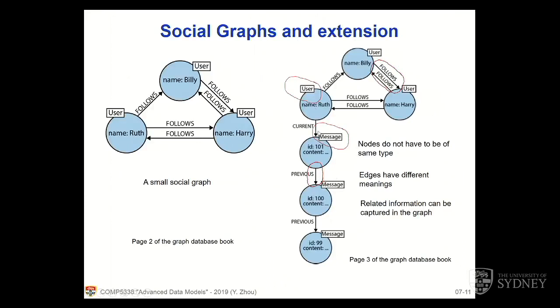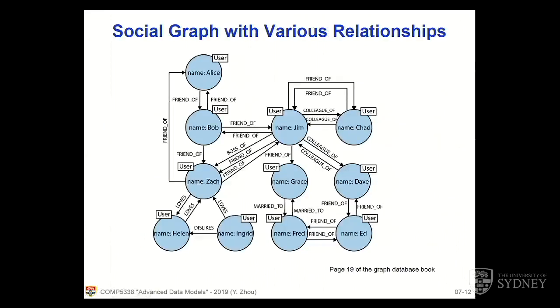So here between the user and the message, there's a current edge. And between messages, we might want to know the order of the messages. So we can use edges. This is like a linked list, right? So the order actually has some meaning.